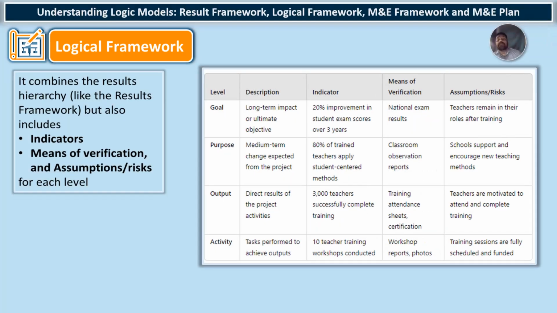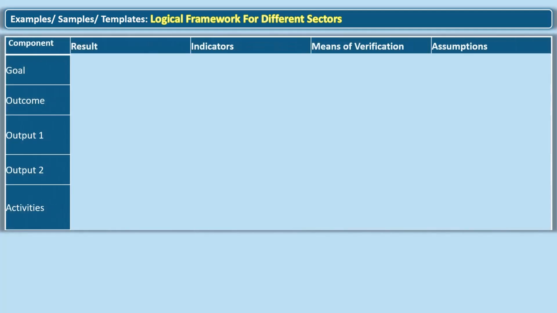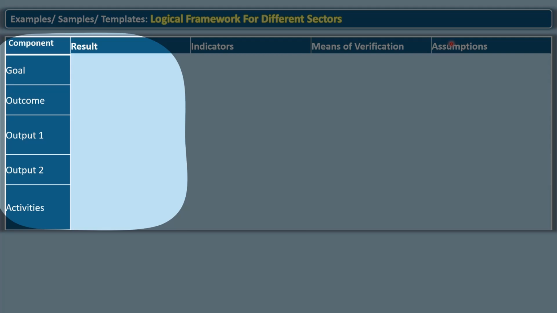Here you can see on this side the different levels, the descriptions, the statement for those levels, relevant indicators and targets, means of verification, and a risk associated with these different types of indicators and activities. Let's discuss examples and templates for logical framework different sectors. For this, you can use a simple matrix or tabular form like this. Here we need a result statement, indicator, means of verification, and assumption. In the result framework, we had only statement for these different levels.